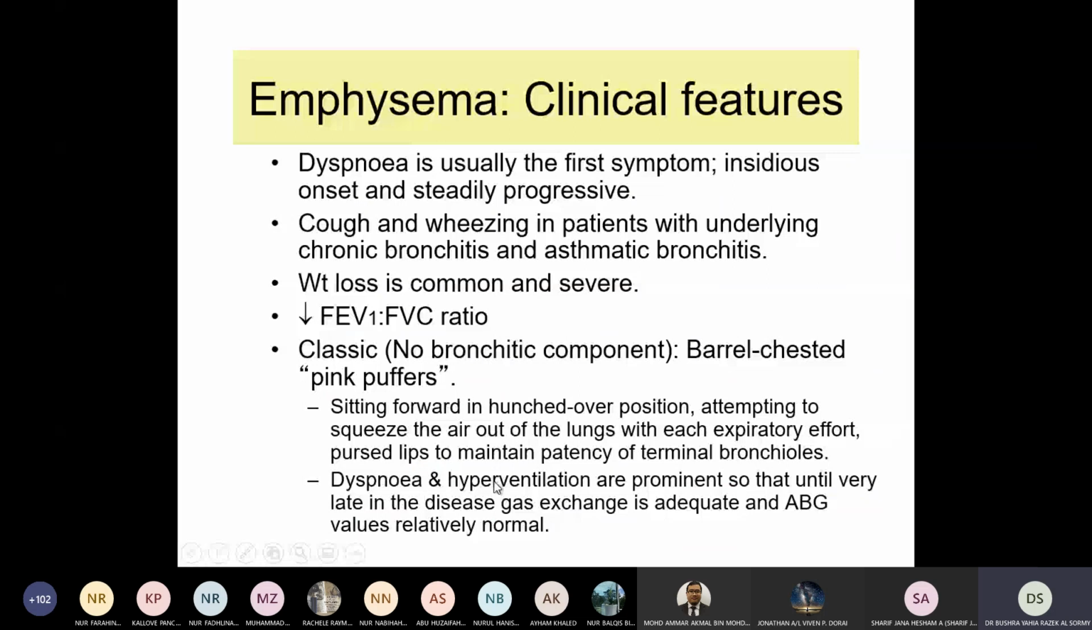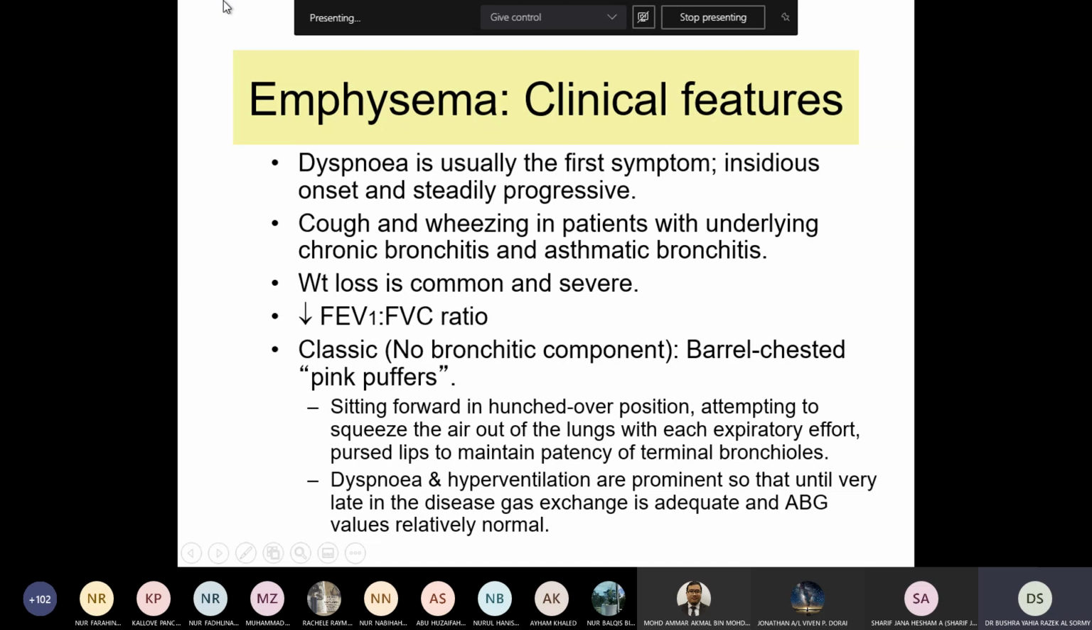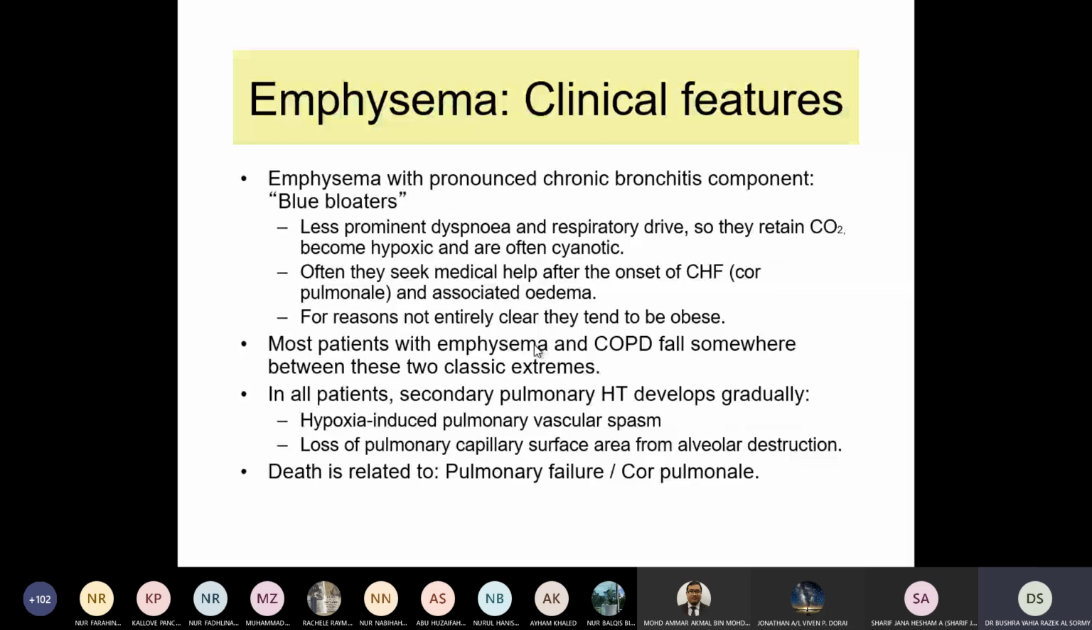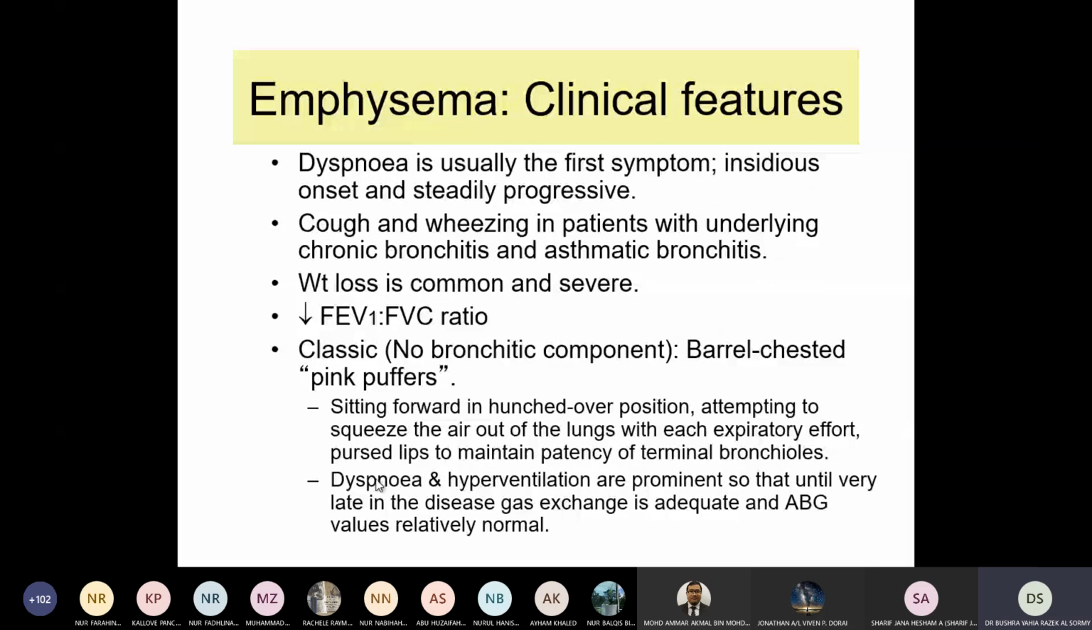Dyspnea. Also, why does the patient have dyspnea? Hyperventilation is prominent. So until very late in the disease, gas exchange is adequate and ABG values are relatively normal. We said pink puffer. Why? Because there is hyperventilation actually in this case. There is hyperventilation, it's not like chronic bronchitis. In chronic bronchitis, we call it blue bloater, isn't it? You understand? Hello?